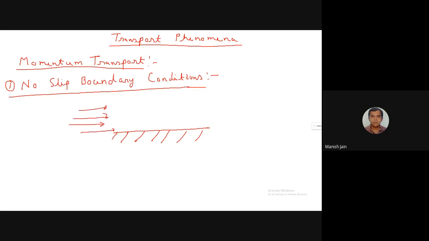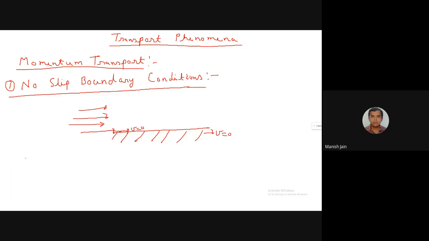Okay, so whenever the fluid comes into contact with the solid body, the velocity of the fluid layer which is adjacent to the solid surface is equivalent to the velocity of the solid surface, due to the friction force. Okay, so if the velocity of the solid surface is zero, then the velocity of the layer adjacent to the solid surface, है ना? तो the velocity of that layer is also zero. Okay, so this is the first basic assumption used in the momentum transport.